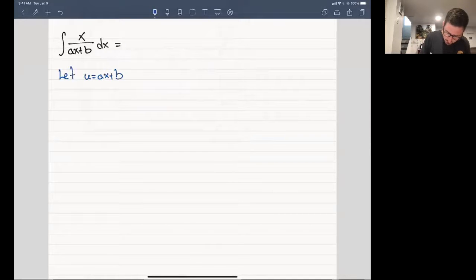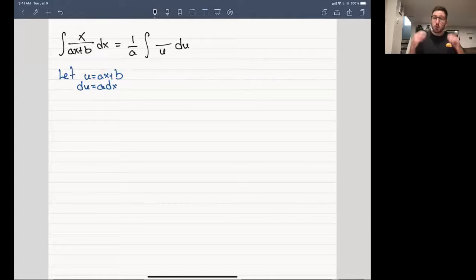u equals ax plus b, and so I get du is equal to a dx. Okay, so I get a factor of 1 over a that comes out front from substituting for dx. My denominator turns into u, but you're going to rightfully point out to me that I still have a factor of x lying around at the top. And so this probably wasn't a good substitution, or at least it looks like it wasn't a good substitution.